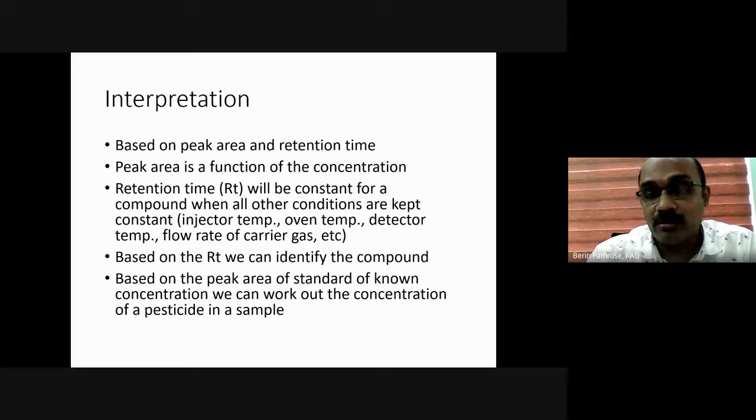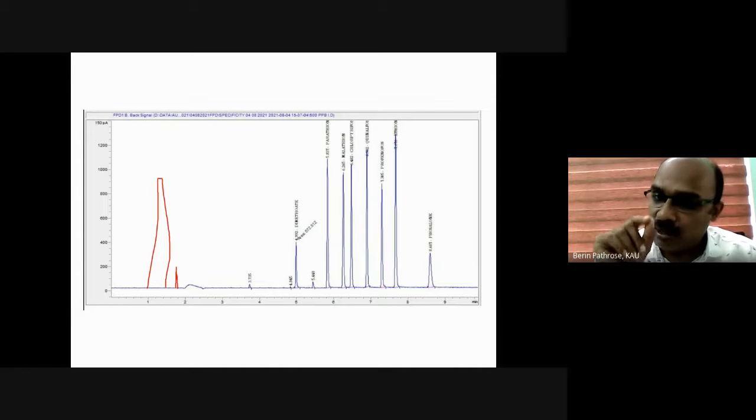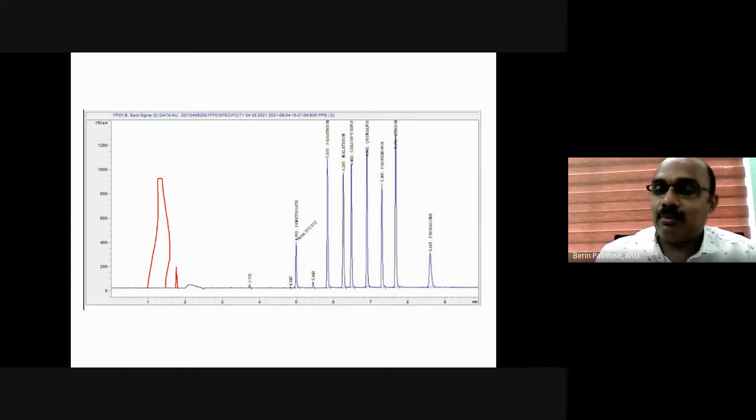How we work out the concentration is, say, if you injected a 1 ppm standard, it gave a signal of 1000. Then if you injected a sample and it gave a signal of 2000, it means that it has 2 ppm. Simple extrapolation.